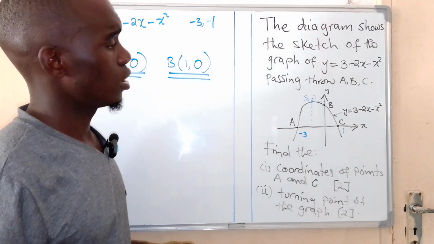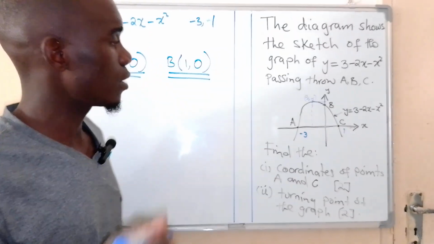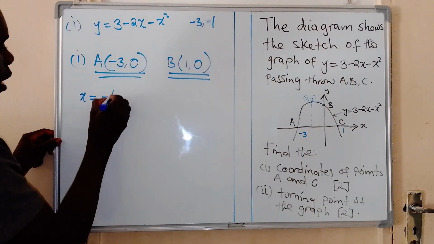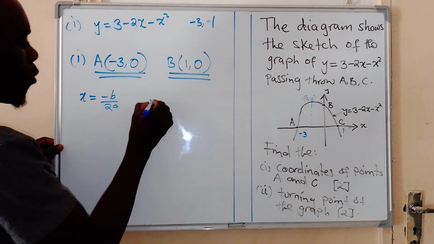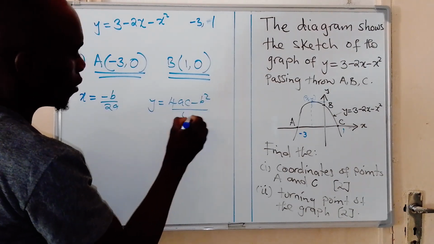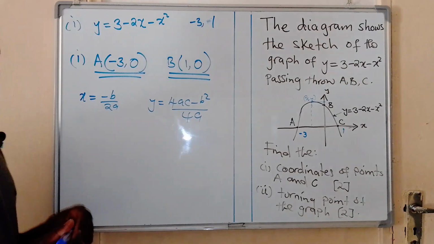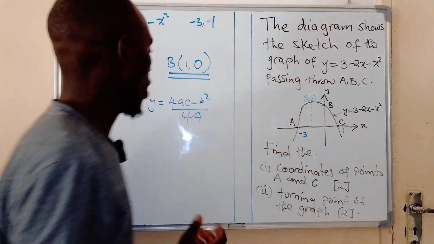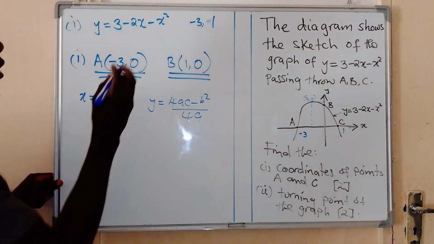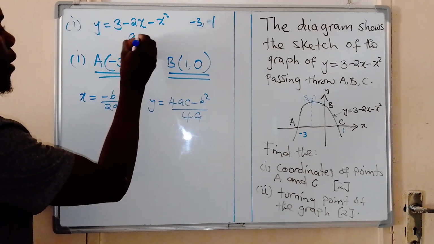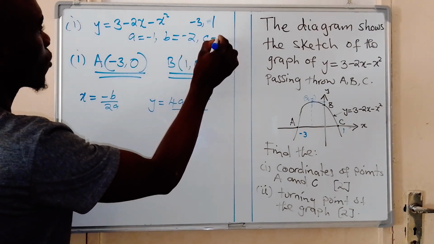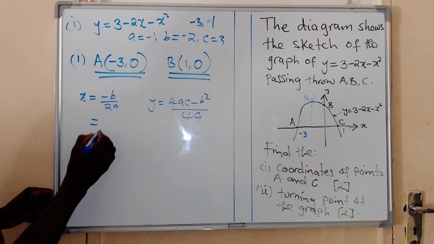So that you have this x here and the y at that point. So how do you know? We use the formula, right? If you want to know the point, for x it is negative b over 2a. For y, it is 4ac minus b squared over 4a. You can use this formula to help you find x or y, or you can find x, then substitute right there. It's up to you. So a is equal to negative 1, as we discussed, b is equal to negative 2, and c is equal to 3. Get these values and substitute right here.